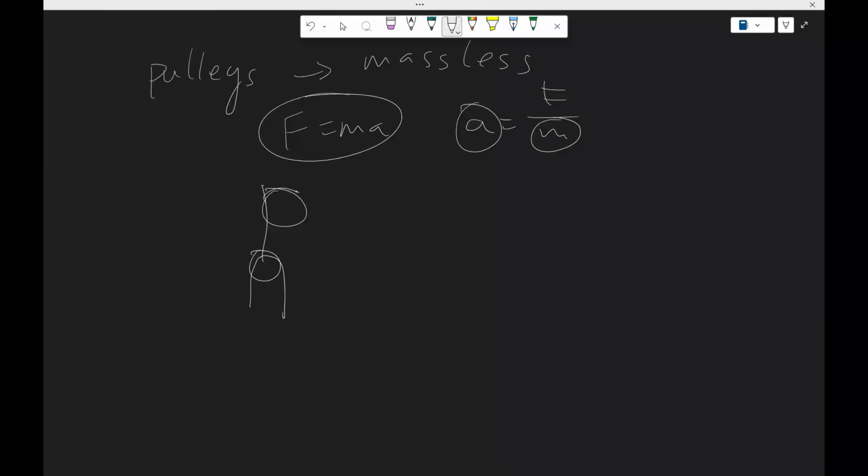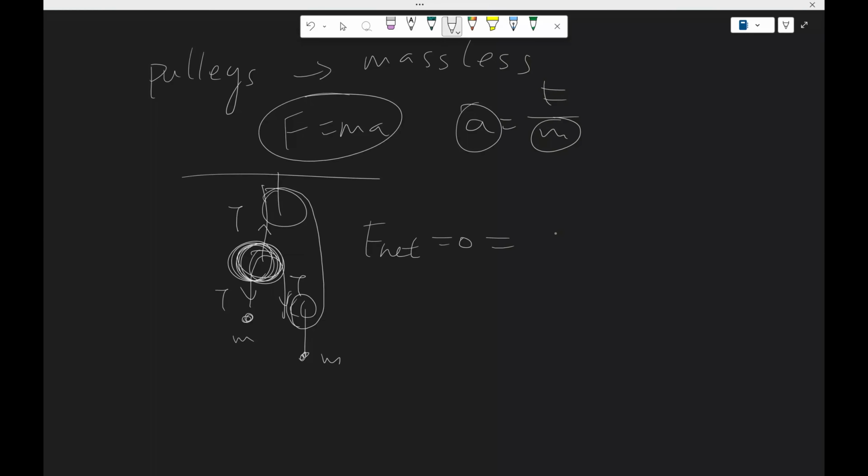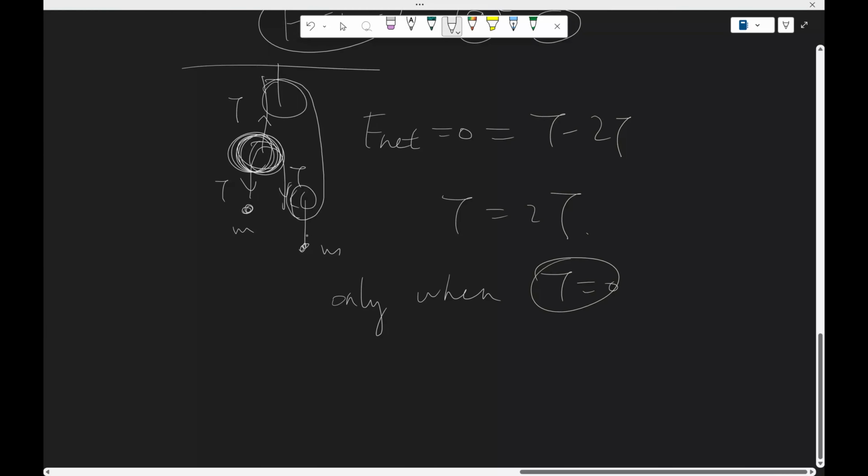So just to draw the setup again, you have a mass here, you have a mass here, to the ceiling. And let's look at this pulley here. There's two tensions pulling it downwards and a tension pulling it upwards. We know that net force is always 0, and net force is equal to T minus 2T. And so then T equals 2T. How is that possible? That is possible only when T equals 0. In other words, when there's no tension along the string.